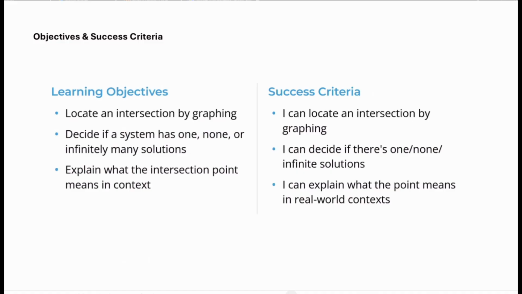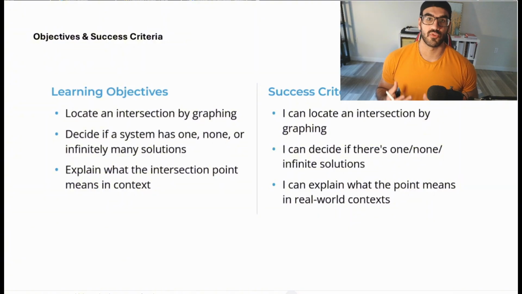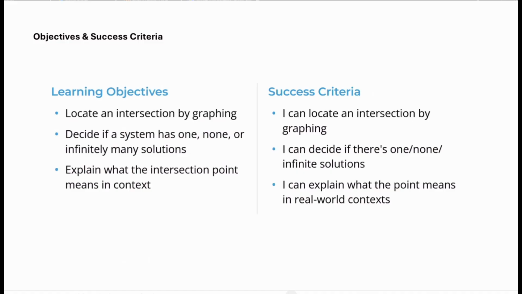We will also explain what the intersection point means in context, because it is important for all of you to understand what an intersection actually means. If you remember when we were talking about linear equations, or about the line, I told you that we can apply it to the real world. It was about phone bills, about saving money, and there are so many things you can apply it to. So after that, we expect you to locate the intersection by graphing, decide if there's one, none, or infinite solutions, and explain what those points actually mean.